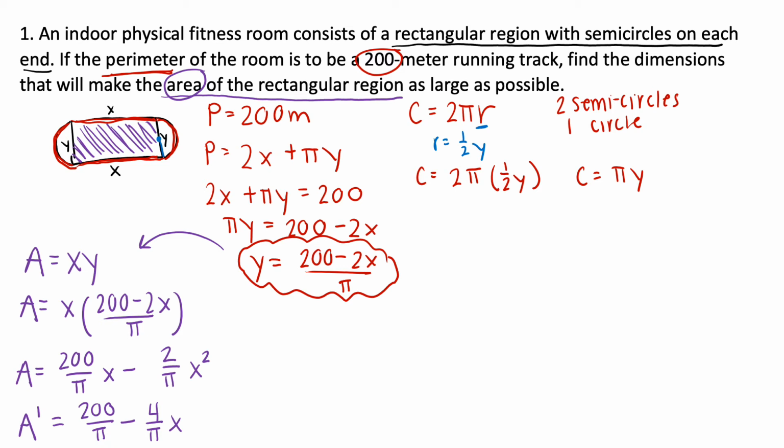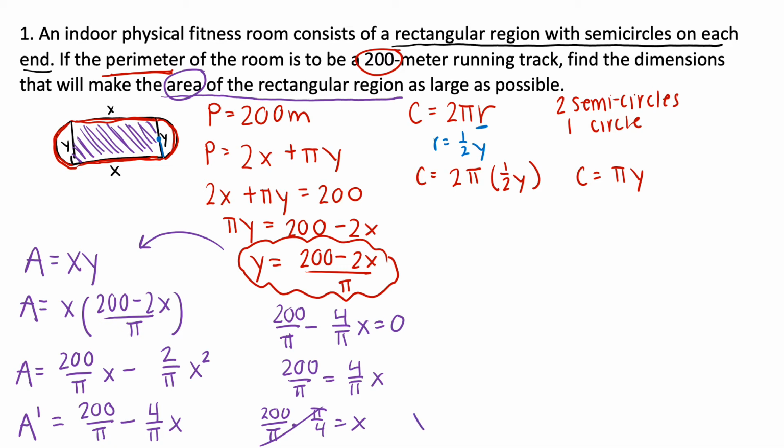Now that we have that derivative, we can go ahead and set it equal to 0. So 200 over pi minus 4 over pi x equals 0. So we get 200 over pi equals 4 over pi x. Multiplying by pi over 4, so 200 over pi times pi over 4 will give us x. Our pi's are going to cancel, and we are just left with x equals 200 over 4, which is 50.